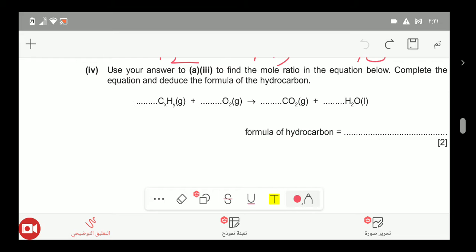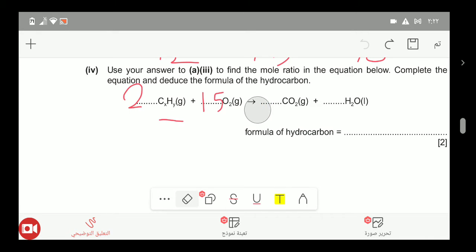Use your answer to A3 to find the mole ratio in the equation below. Complete the equation and deduce the formula of the hydrocarbon. The ratio of hydrocarbon was 2, oxygen 15, carbon dioxide was 10. And we don't know the mole ratio of water. He wants the formula of the hydrocarbon.